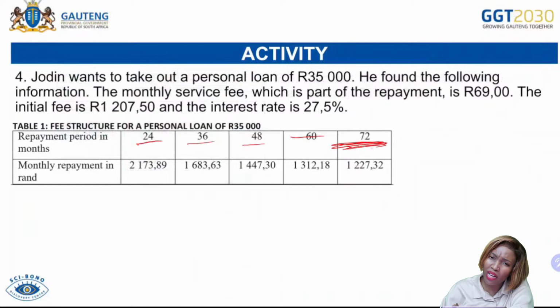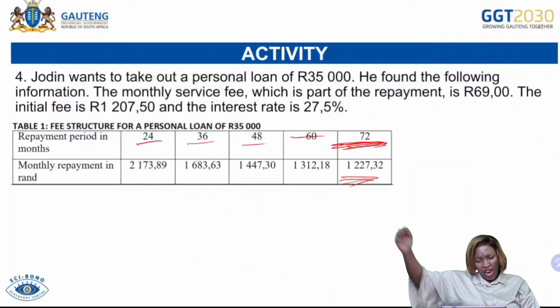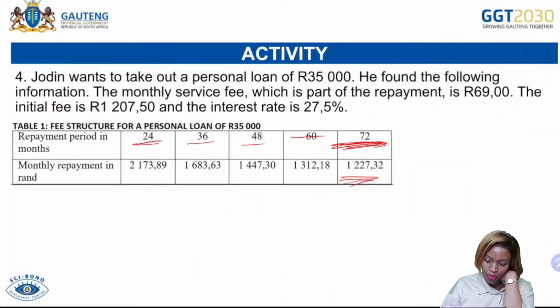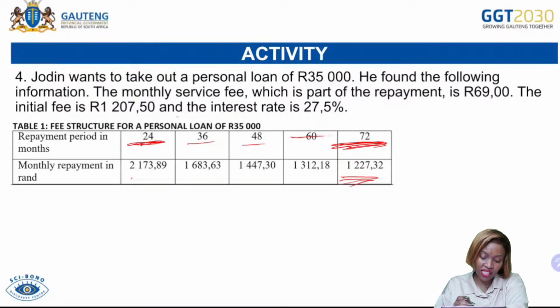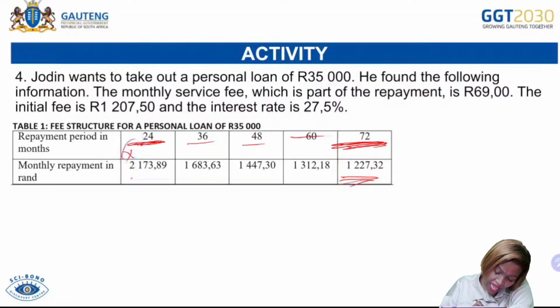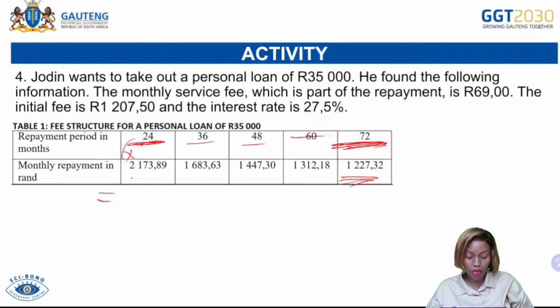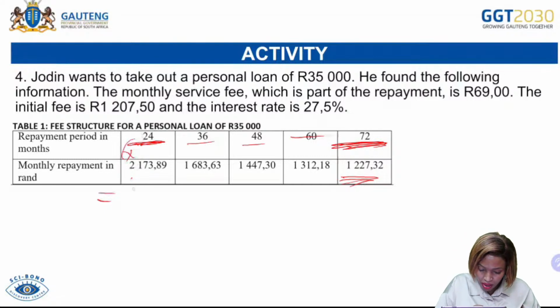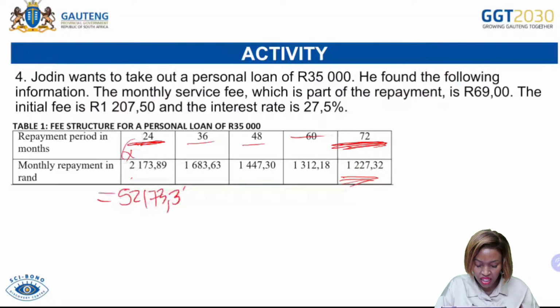Why would you choose a longer period? It is because the installment is lesser, but the loan is dragging. And if you're choosing a shorter period, the installment is more, but let's test it. Let's say 24 times this installment, and let's see how much you will pay back after 24 months. So 24 multiplied by 2,173.89, I am getting 52,173.36. This is how much you would have paid in 24 months.